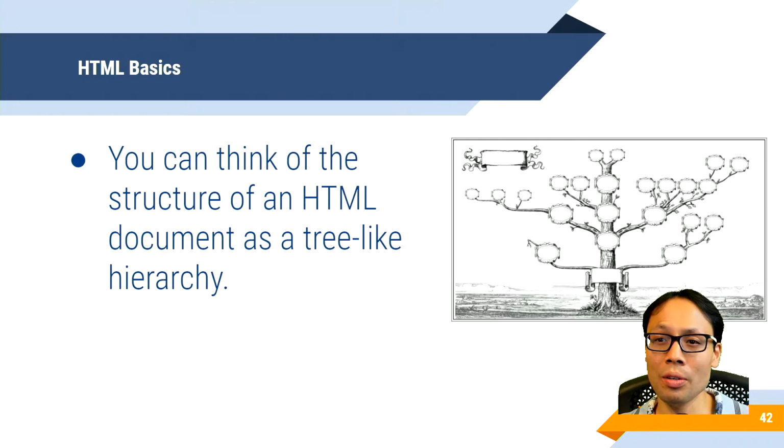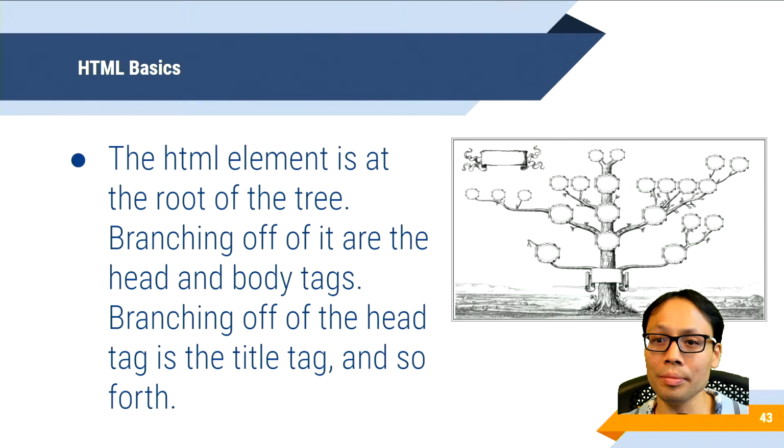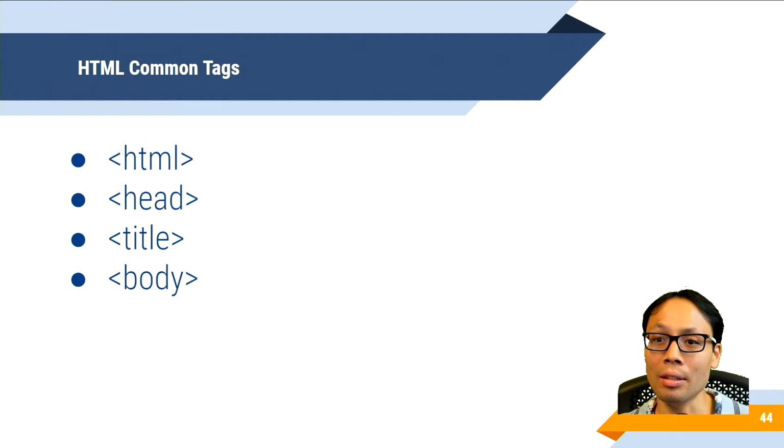So just think to yourself, as you're writing your own HTML, or as you inspect it, you can think of the structure of an HTML document as a tree-like hierarchy. The HTML element is at the root of the tree, it's like at the beginning, and after that, tags branch off. So, for example, you'll have the head and body tags. Head is where that title is, body is where the web page content will be. And again, some of the common tags that you'll see in just about every single web page are things like HTML, head, title, and body.